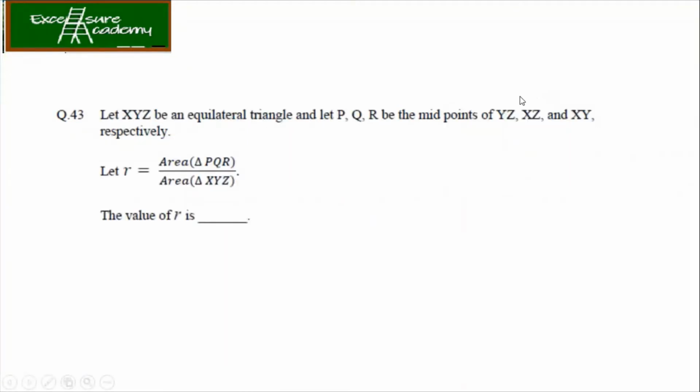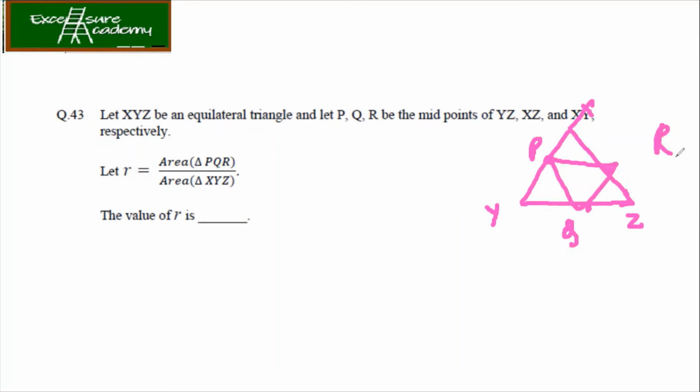So let XYZ be an equilateral triangle and let PQR be the midpoints of YZ, XZ and XY respectively. So let's do this question. So here you have got the triangle. Let us say that it is an equilateral triangle having X, Y and Z. Okay. So P, Q and R are the midpoints over here. So they are saying that let R be equal to the area of triangle PQR by the area of triangle XYZ. So what is the value of R?